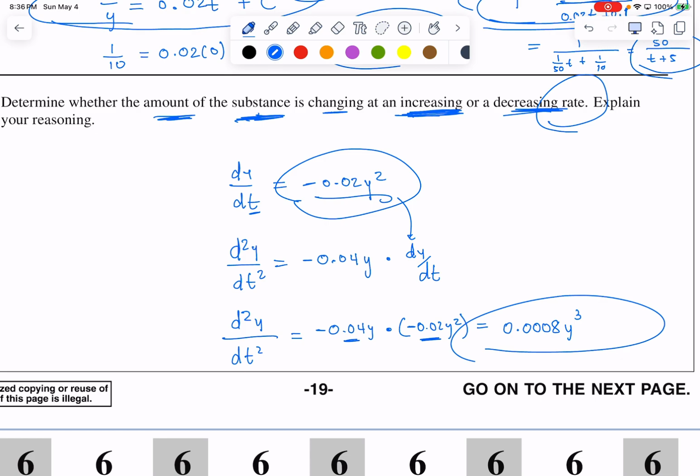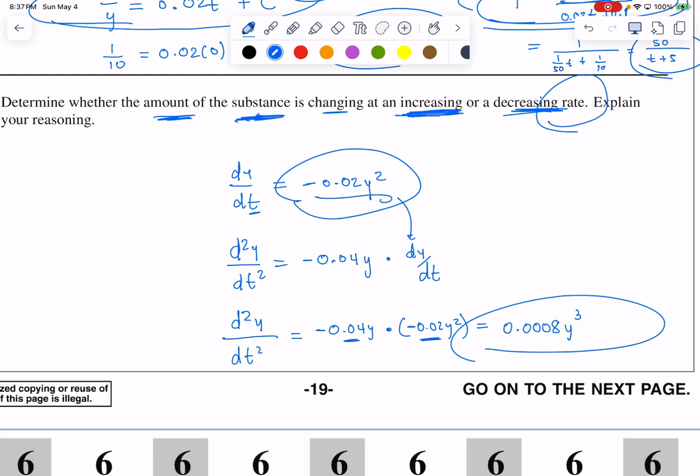Would you assume that we can't have a negative amount of a substance? Because we're talking about the amount of the substance in grams, we would assume that y is always what? Since y is always positive, and if you take a positive and cube it and multiply it by a positive, you would assume the rate is not.